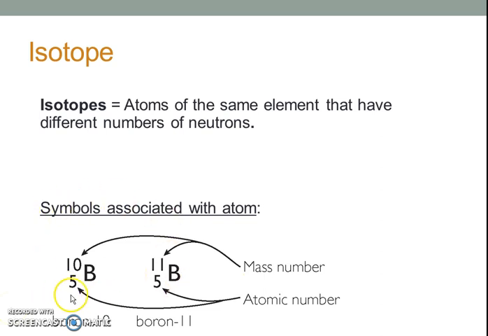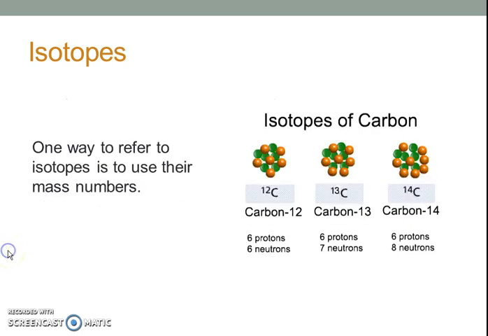So the symbols are shown here. We can show just the element symbol with the mass on top and the atomic number on the bottom. And then the isotopes, we can also name them how they are down here using the mass. So this isotope is boron 10, and this one is boron 11. So again, we can refer to them using their mass numbers. So 3 isotopes for carbon are carbon 12 with 6 neutrons, carbon 13 with 7 neutrons, and carbon 14 with 8 neutrons.